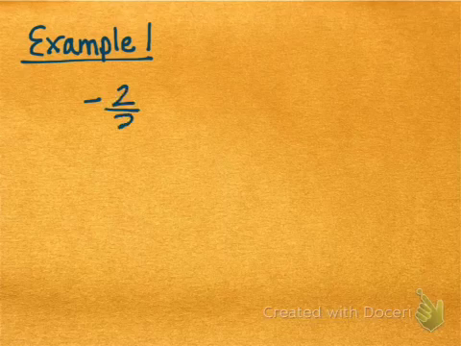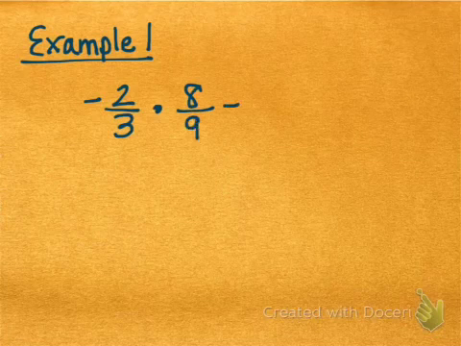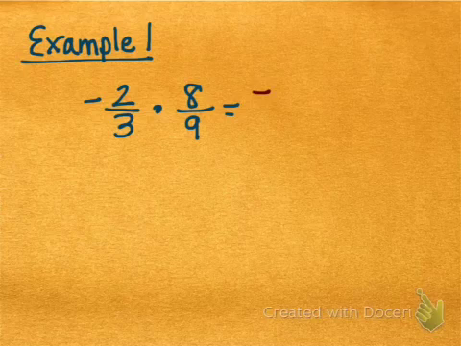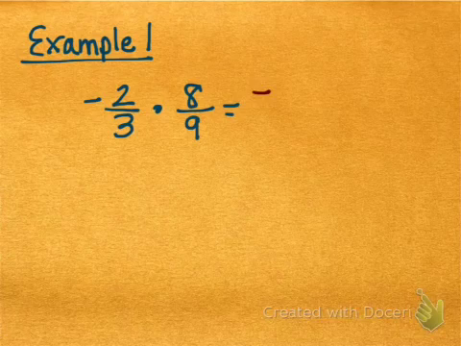All right, example number 1. Negative 2/3 times 8/9. So first step would be to change anything that's a mixed number to improper. Well, we don't have any mixed numbers here. So our next step is to look diagonally and see if there's anything that we can cross cancel with. 3 or 8? Nope. 2 or 9? Nope, they don't have anything in common.